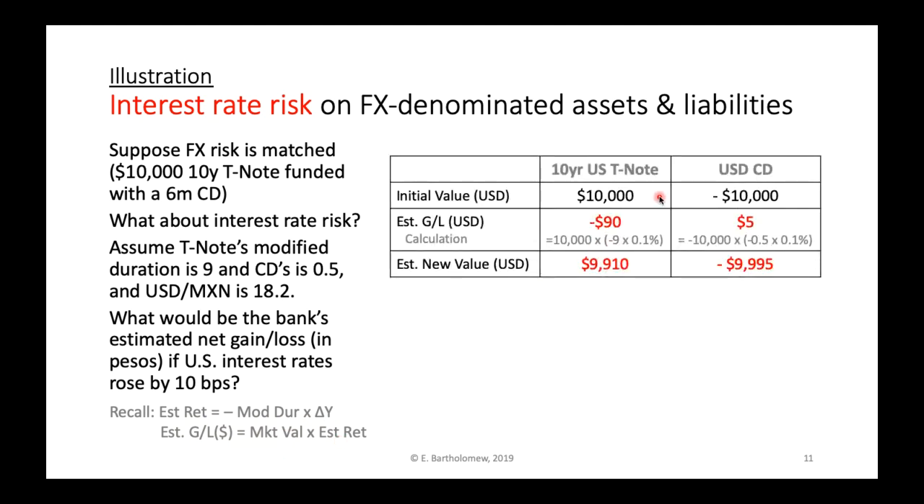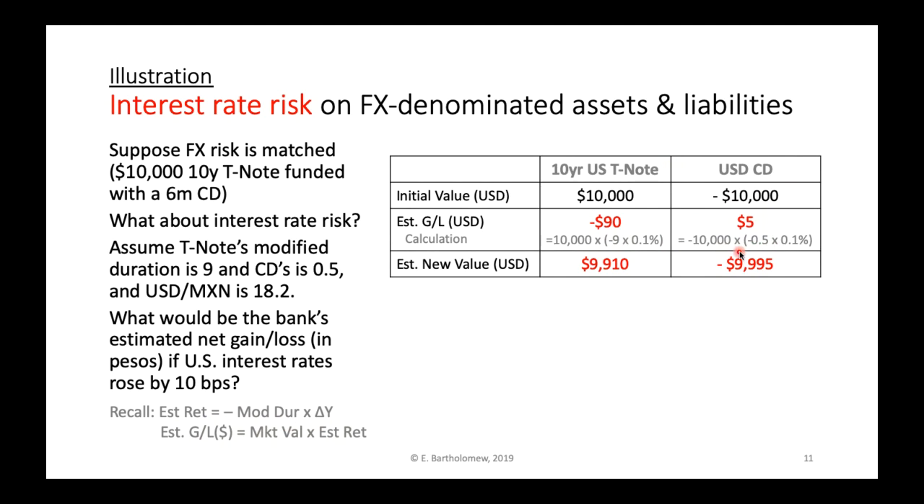So what do we have here? Well, we have a $10,000 long position in the T-note, and then the funded position is shown as a negative of negative 10,000. So that's matched. The estimated gain or loss from the 10 basis point move, however, is not matched. So we have a duration of 9 here, and so we estimate the loss will be 90.